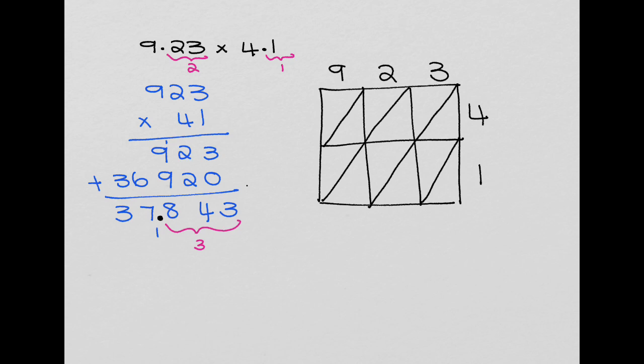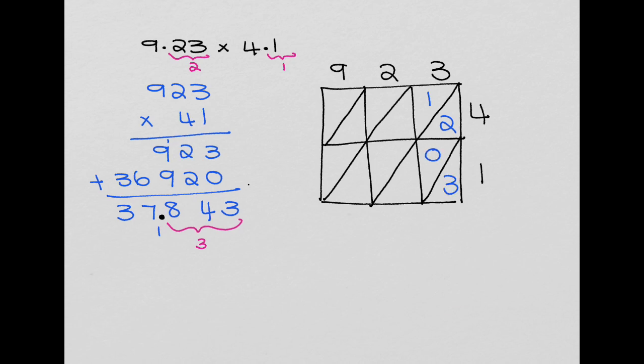Right, so to start off with, here you're going to do 3 times 4. So 3 times 4 is 12. Then you're going to do, in this block, 3 times 1. And so 3 times 1 is 3. In this block, you're going to do 2 times 4, so that is 8. Then 2 times 1, so that is 2. 9 times 4, so that is 36. And 9 times 1, so that is 9.